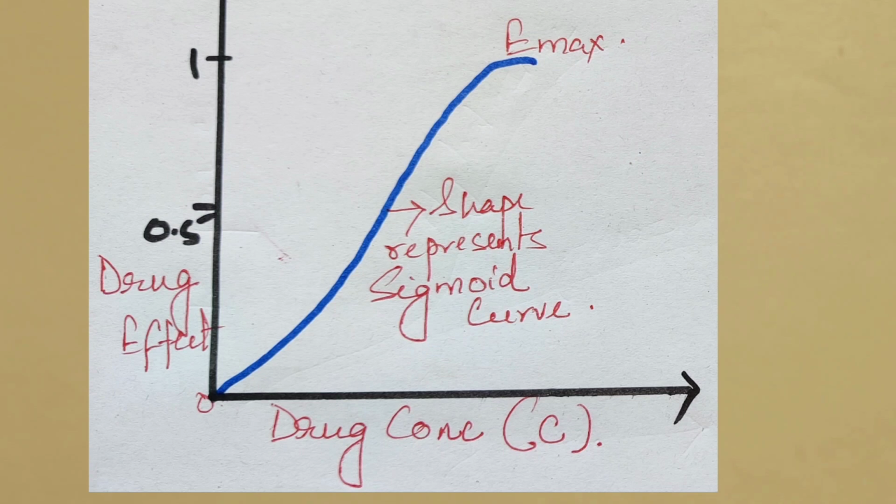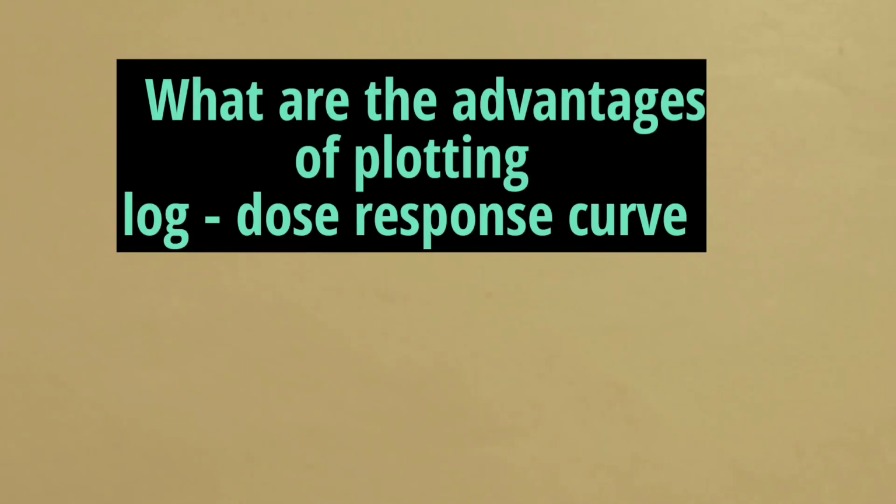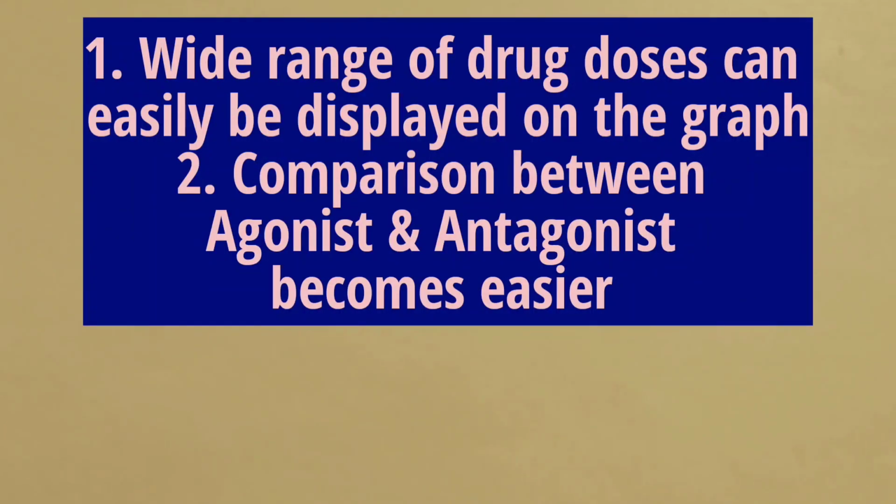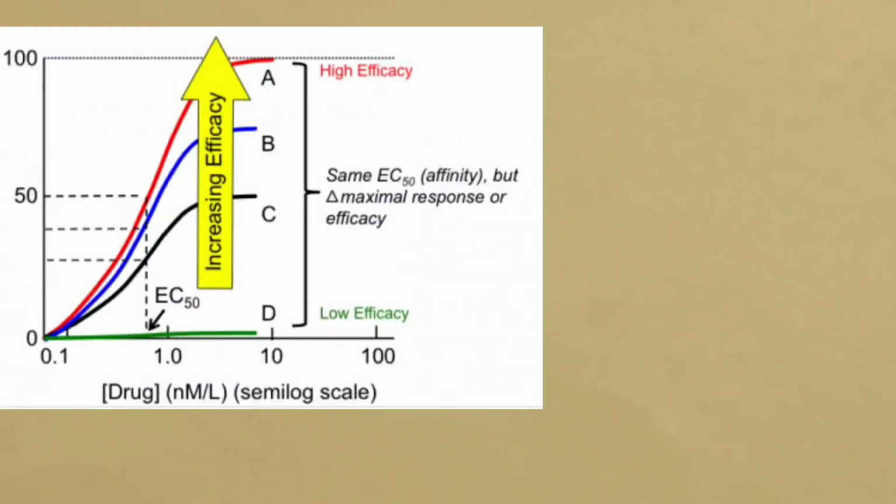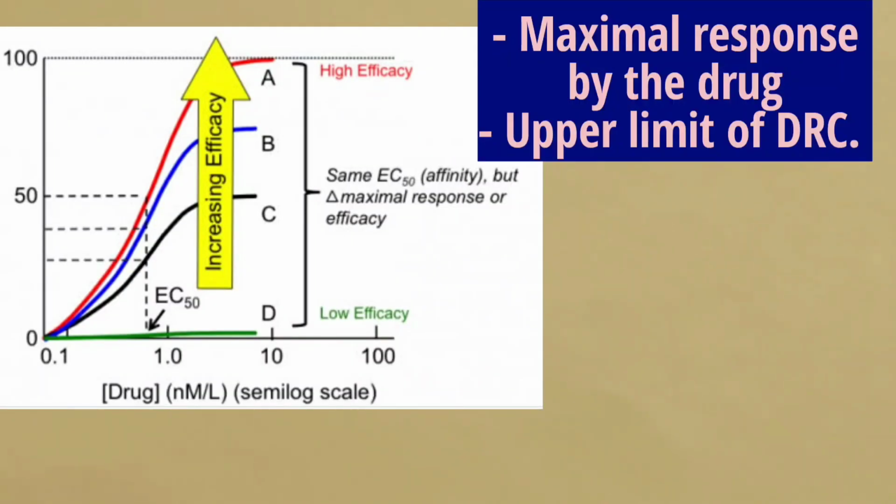So what are the advantages of plotting log dose response curve? Firstly, a wide range of drug doses can be easily displayed on a graph. And secondly, comparison between agonist and antagonist becomes easier. Now that we have understood dose response curve and log dose response curve, let us compare efficacy and potency. What is efficacy? Drug efficacy refers to the maximal response that can be elicited by the drug. On the graph, the upper limit of the dose response curve is the index of drug efficacy.